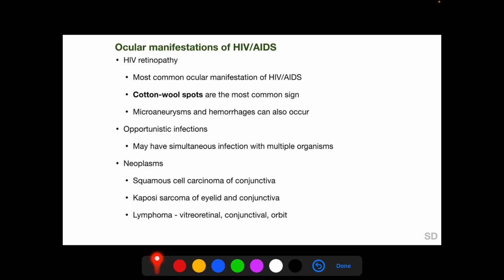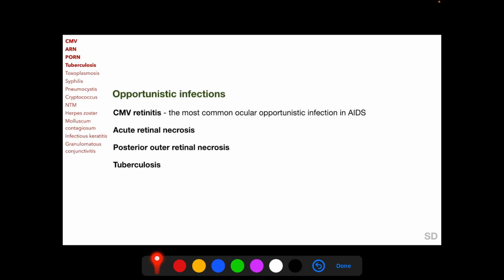Ocular neoplasms can occur in HIV/AIDS such as squamous cell carcinoma of conjunctiva, Kaposi sarcoma of the eyelid and conjunctiva, and lymphoma. We will be talking about HIV retinopathy and neoplasms in their respective sections. In this session, we will be discussing opportunistic infections of the eye in HIV/AIDS. CMV retinitis, acute retinal necrosis, posterior outer retinal necrosis, and tuberculosis we have discussed in the previous sessions.